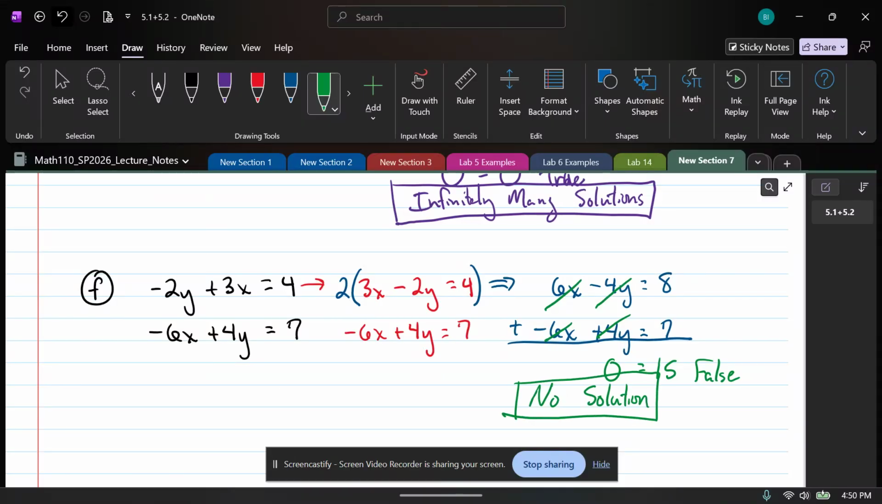If the letters are still in there, then it's got an answer. If the letters get canceled out, then it's either a no solution or an infinitely many solutions. And it depends on what's left. If it's true, infinitely many. If it's false, no solution. Whether you do elimination or substitution, same rule.